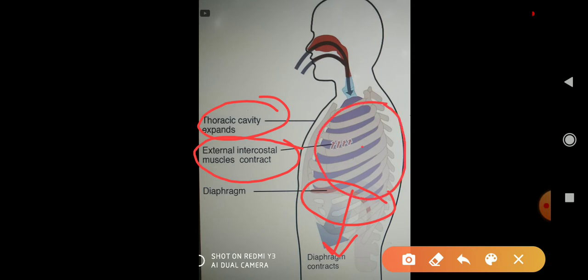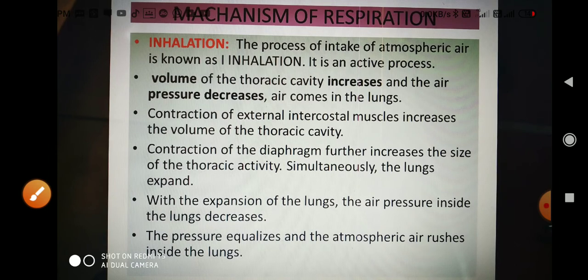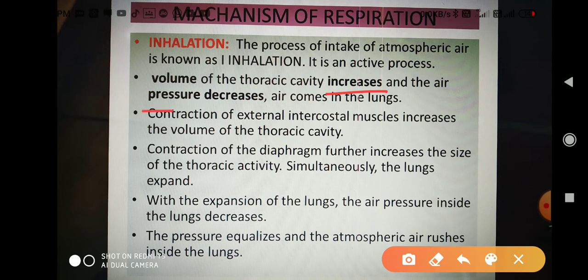Due to that, air pressure decreases, and to fulfill that decrease in pressure, air rushes in from outside. This is the process of inhalation. Is it okay? Any problem? Now see, the volume of the thoracic cavity increases, air pressure decreases, and air comes into the lungs. Contraction of the external intercostal muscles increases the volume of the thoracic cavity. Contraction of the diaphragm further increases the size of the thoracic cavity, and the lungs expand.